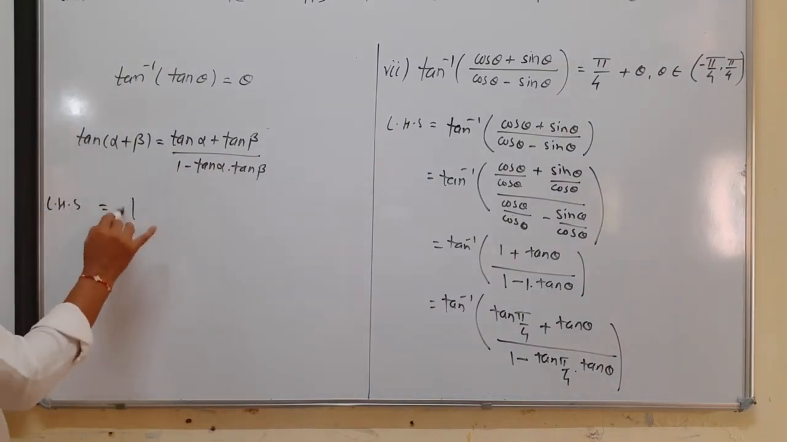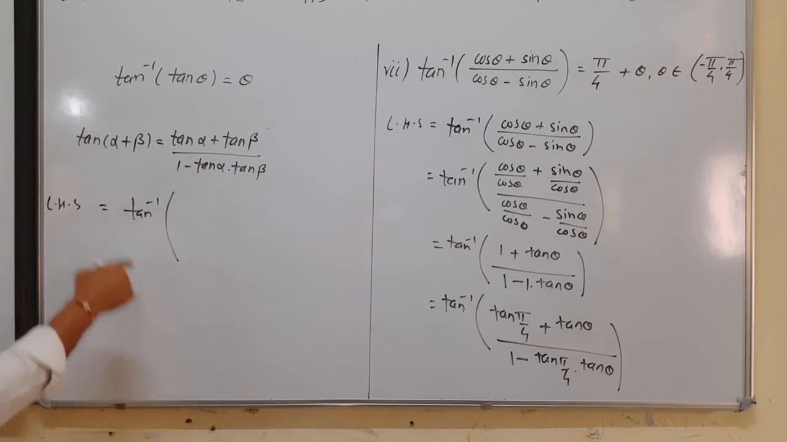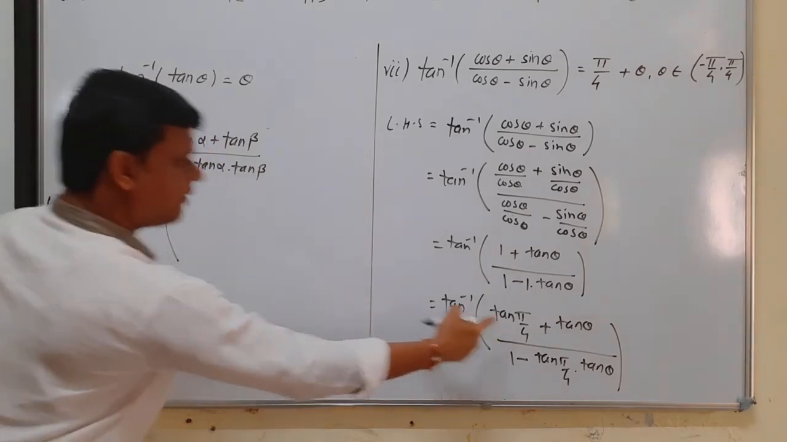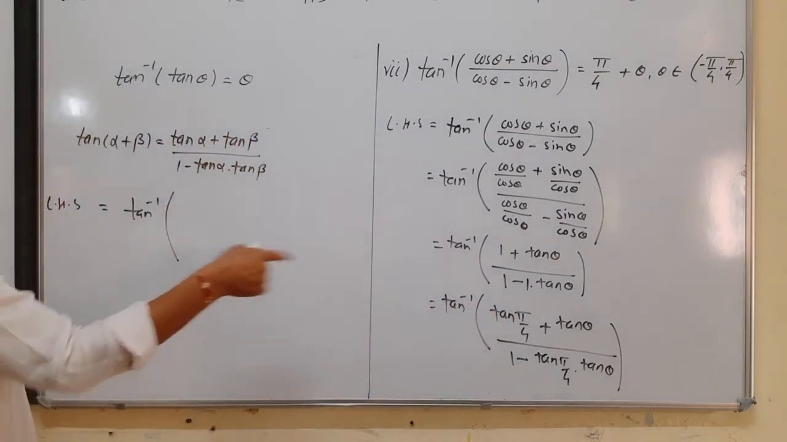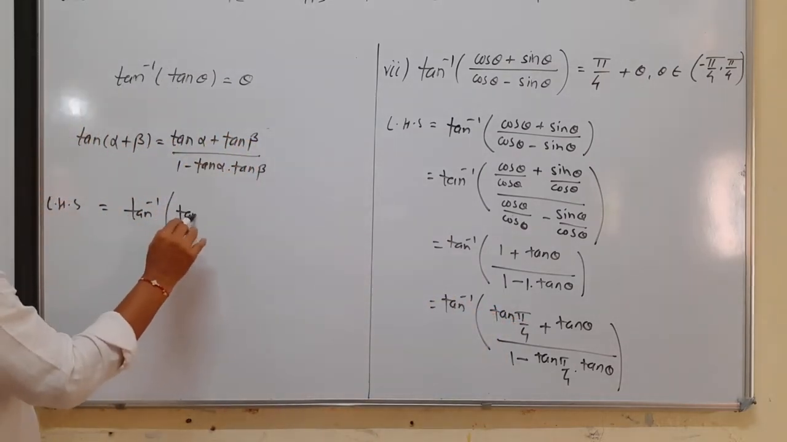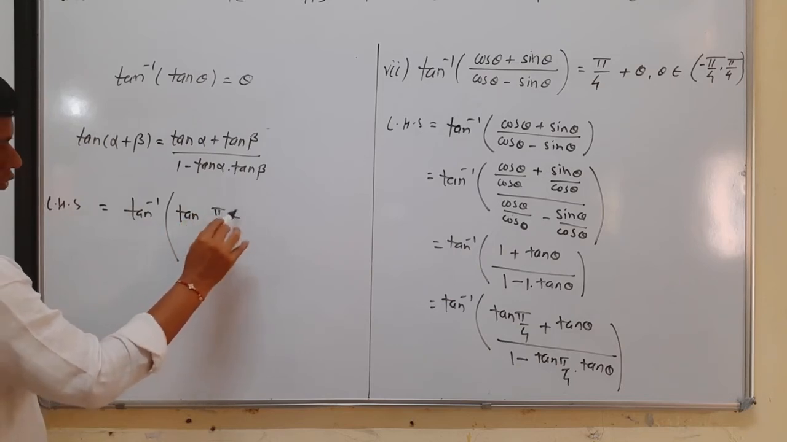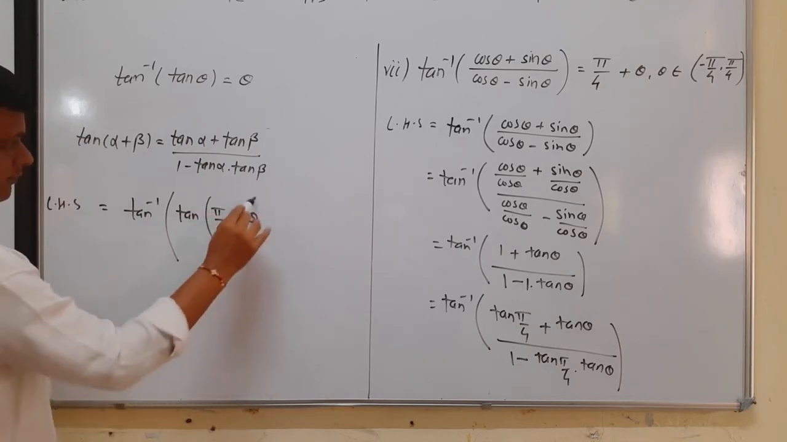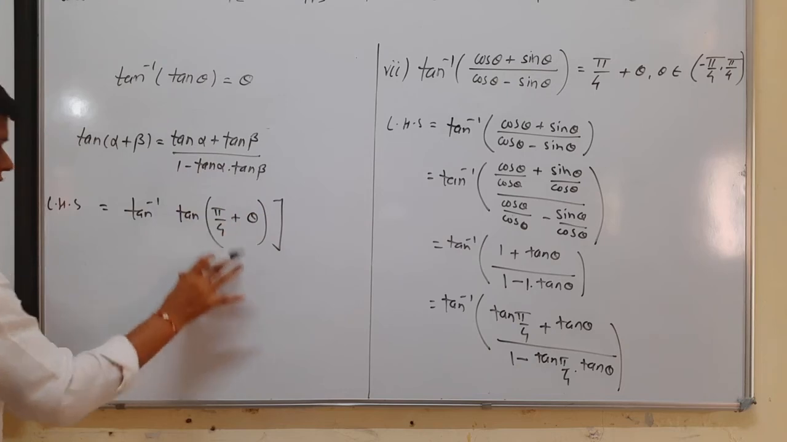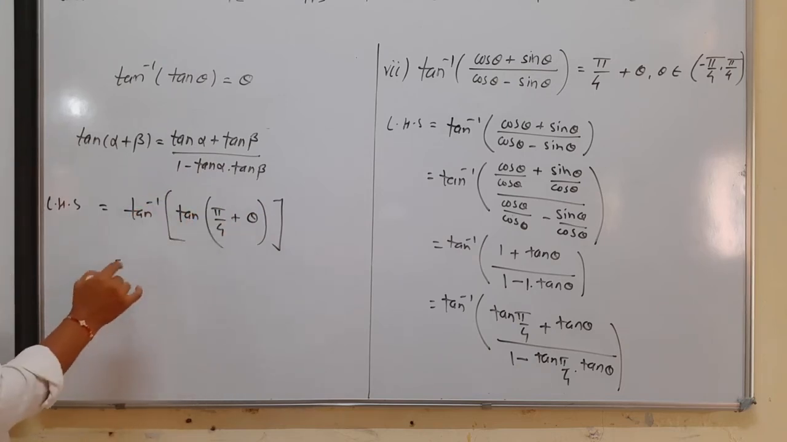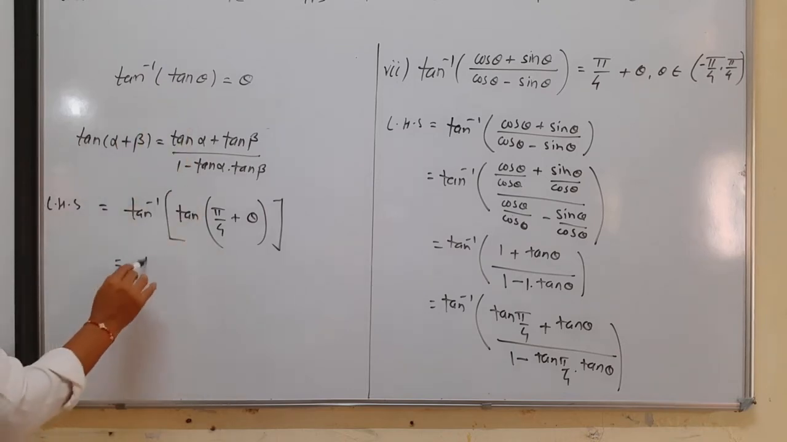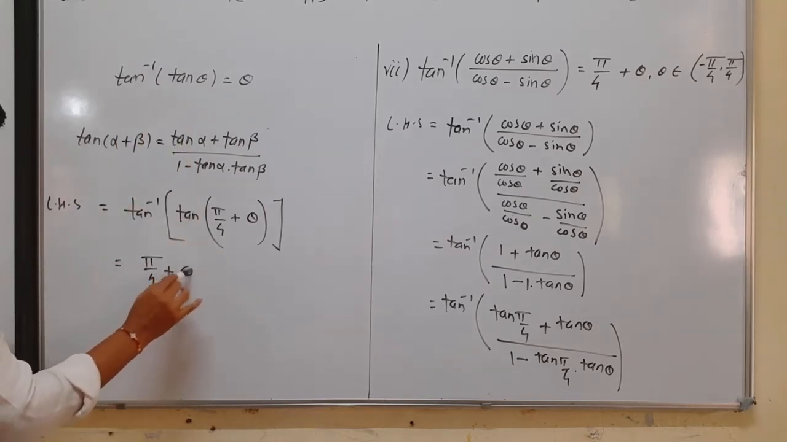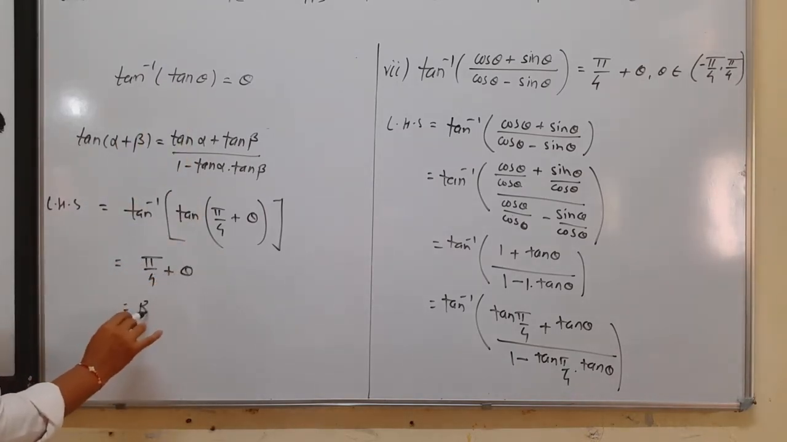we write this by using this formula as LHS is equal to tan inverse of, in place of pi by 4 we have alpha, in place of theta we have beta, and so we write here tan of pi by 4 plus theta, we use a square bracket. So tan inverse tan get cancelled by this property, so we write here pi by 4 plus theta, which is equal to RHS.